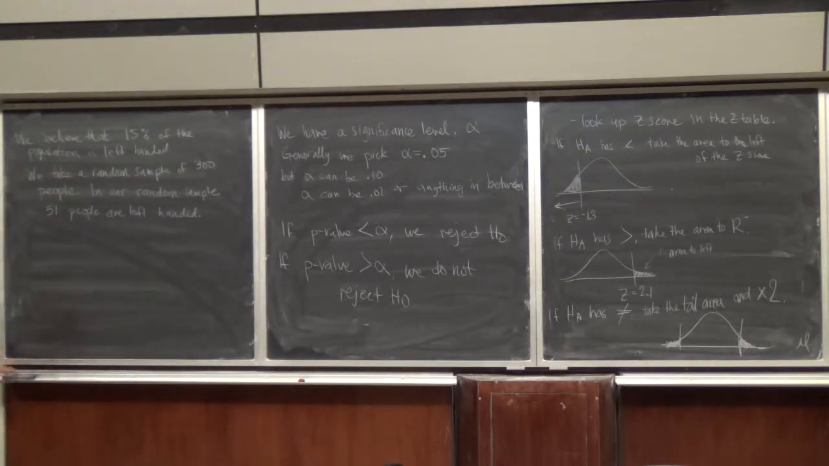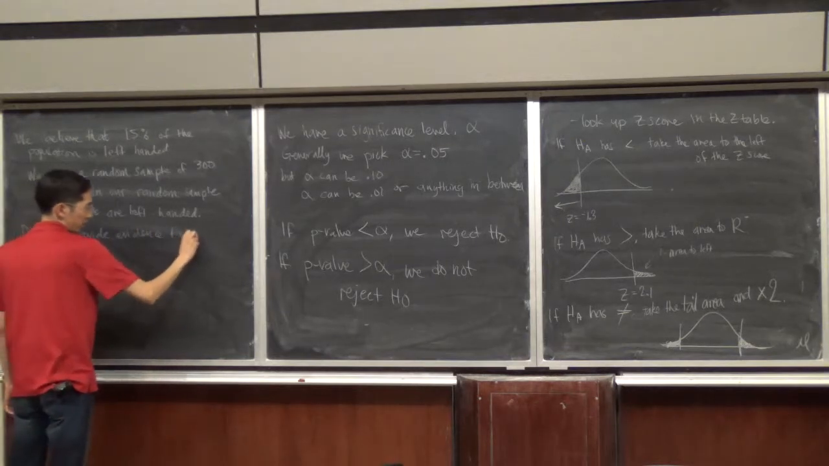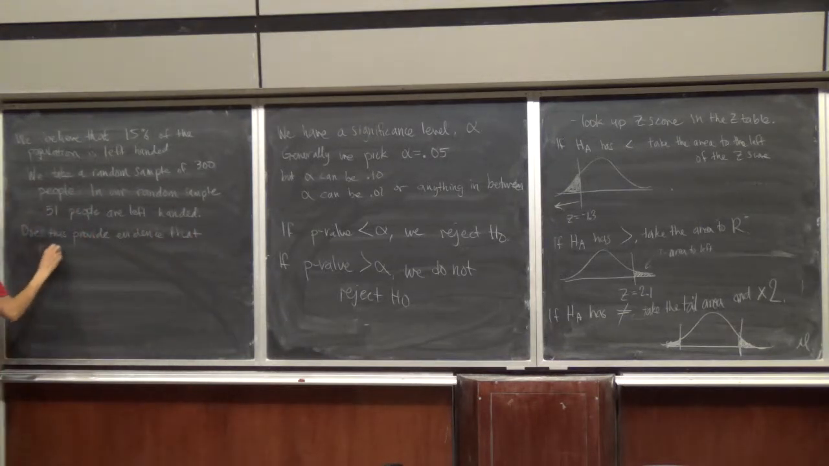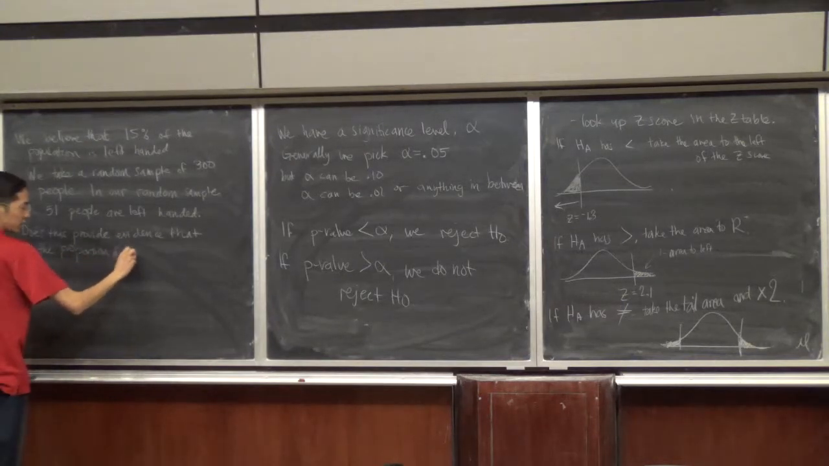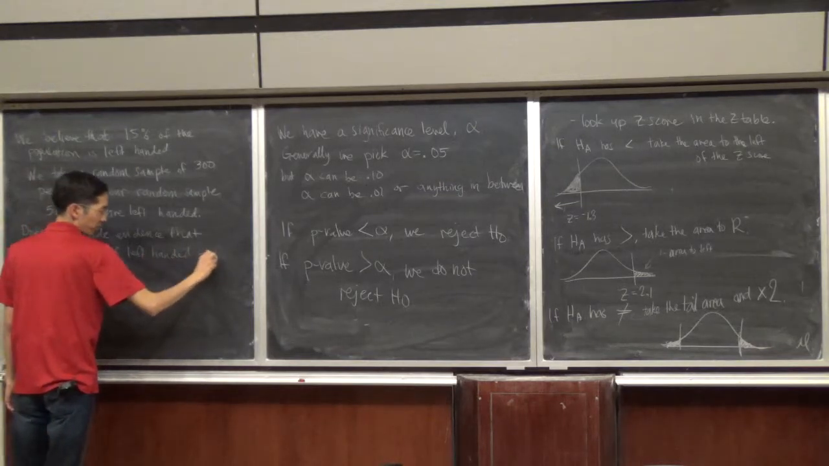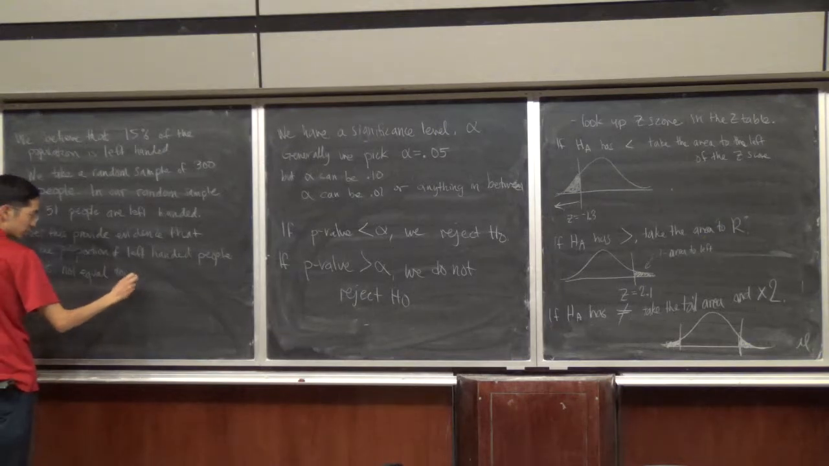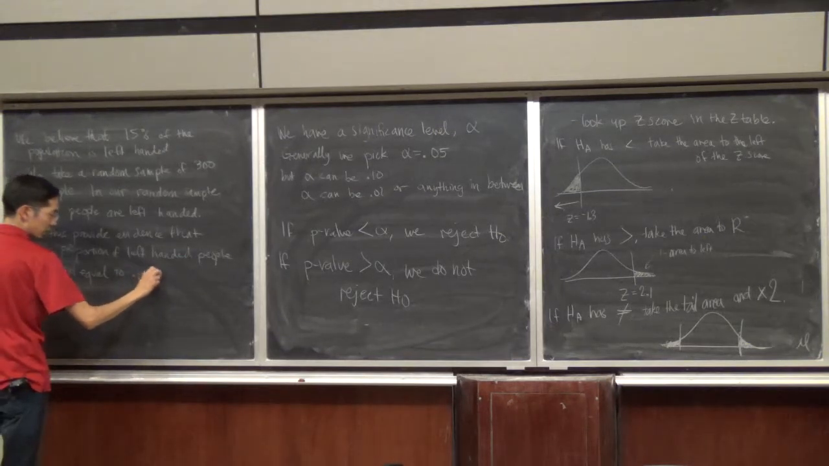Okay. Does this provide evidence that the proportion of left-handed people is not equal to 0.15?